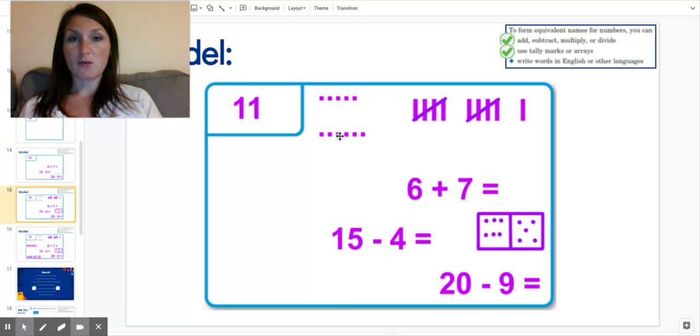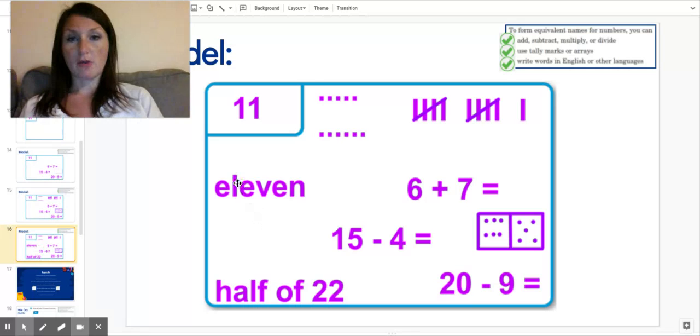I've made an array. Now, number 11 is odd, so there's going to be an extra dot here. I've made my 2 5s and an extra 1. And then I even made a little domino here, where you can see like the dice, where you have 6 and 5. And then lastly, it says you can write the words in English or other languages. So I wrote 11, and then I even put it here like a fraction, half of 22.